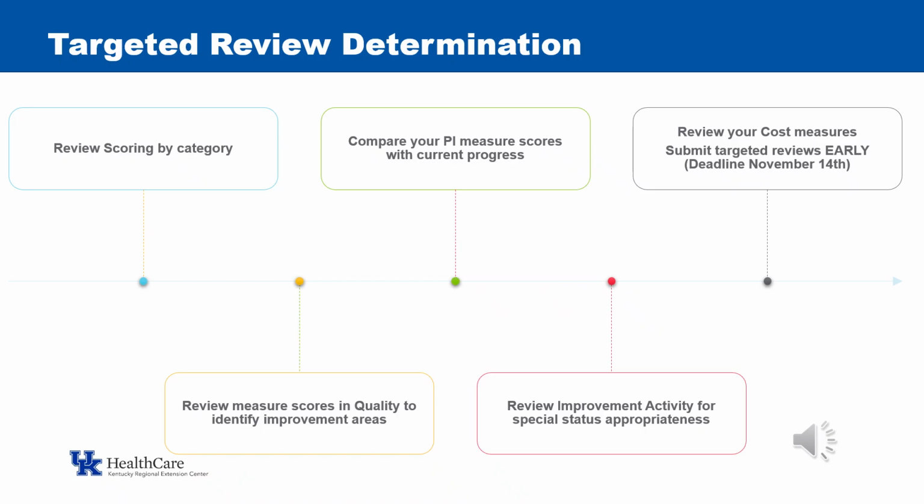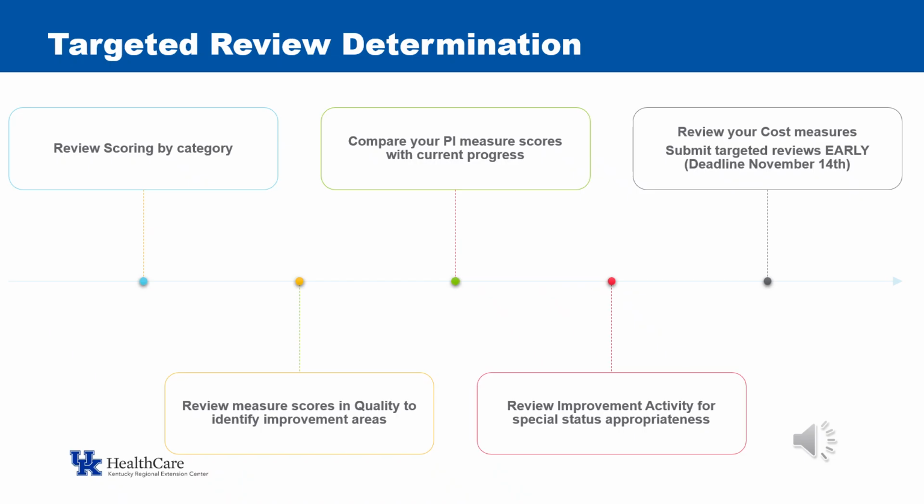It's important to review measure scores and quality to identify improvement areas. In the yellow box, you'll see that while you're primarily checking for calculation errors, this is also a chance to compare your performance to the benchmarks and peer averages to inform your strategy for the upcoming performance year.